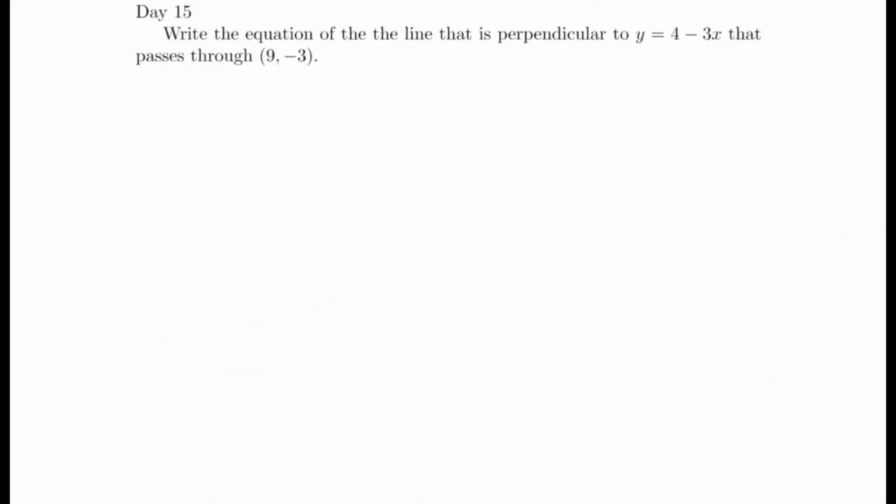So today's question is write the equation of the line that is perpendicular to y equals 4 minus 3x that passes through 9, negative 3.